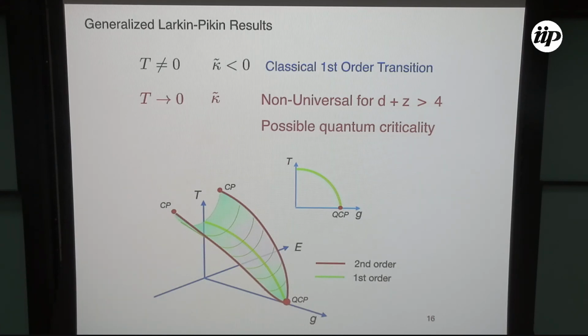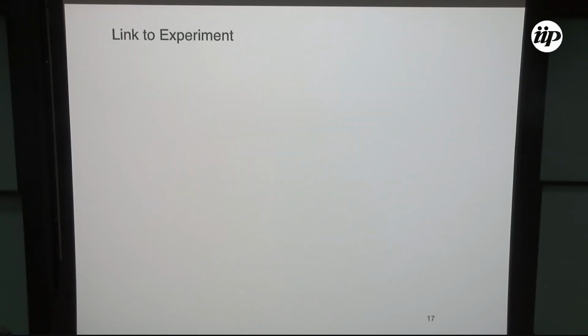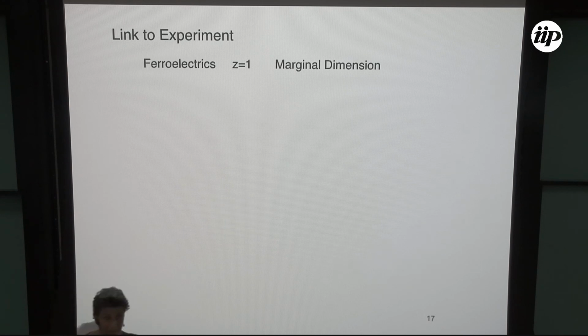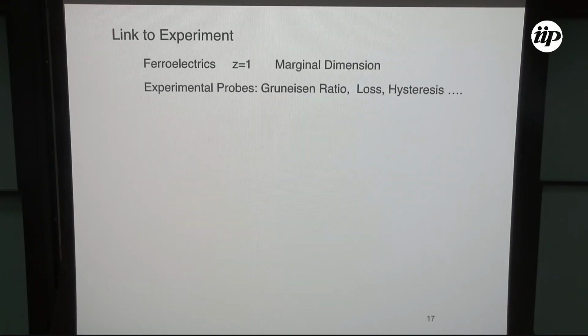Now, what's the experimental setting for this? Well, because we have non-universal corrections, we have to consider case by case. But one possibility which motivated this in the first place are quantum ferroelectrics. Ferroelectrics have z equals 1. That means that omega goes like q. Okay? And so they're in the marginal dimension, because that means d plus z, since they're 3-dimensional, equals 4. However, I should say that the logarithmic corrections we don't expect to be singular, and they have not been observed experimentally to date.